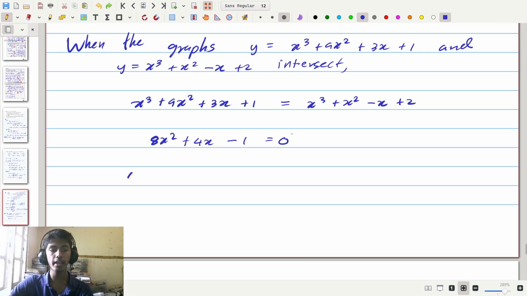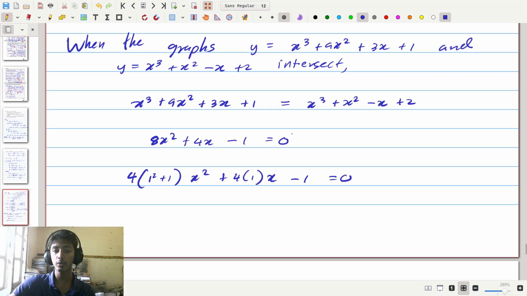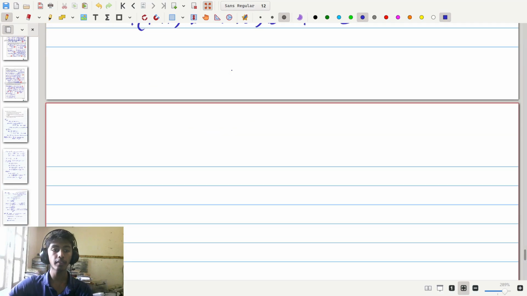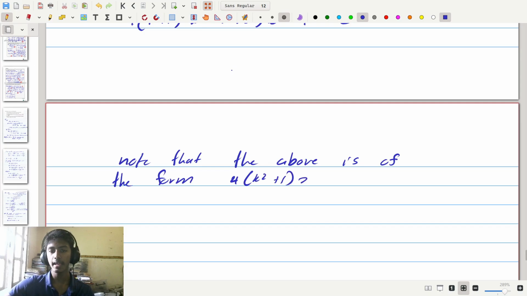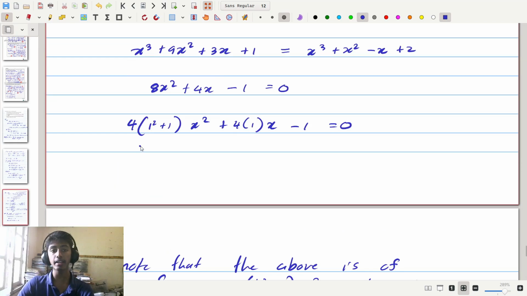So for that, what I'm going to do is to write this as 4 times 1 squared plus 1 x squared plus 4 times 1 times x minus 1 equals 0. And now we're going to say, note that the above is of the form that we had above, which was 4 times k squared plus 1 x squared plus 4kx minus 1 equals 0, where k is equal to 1. So now we're establishing a relationship between the thing that we have right here, which is this, and our previous solution that we had so far.